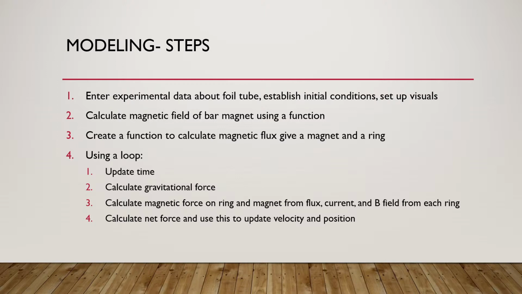With this information, an iterative loop begins by calculating the current time, the gravitational force acting on the magnet, the magnetic force on a specific ring due to the magnet, then the net force acting on the magnet, which is finally used to update the magnet's velocity and position. This process is repeated for each of the rings which comprise the conductive tube of aluminum foil.